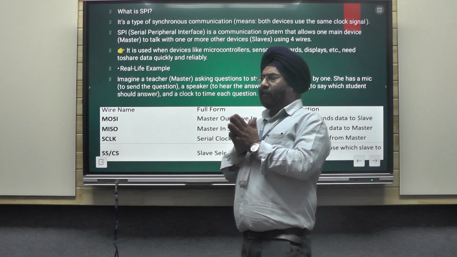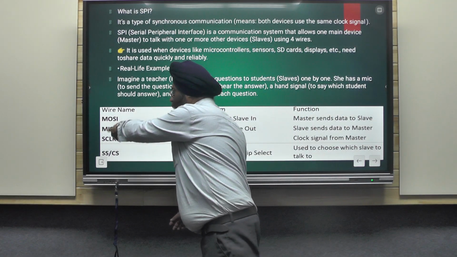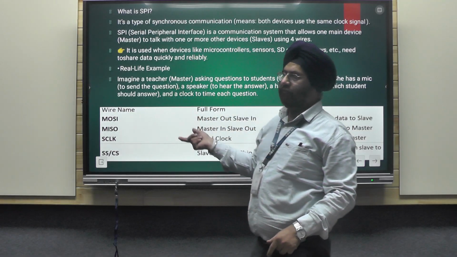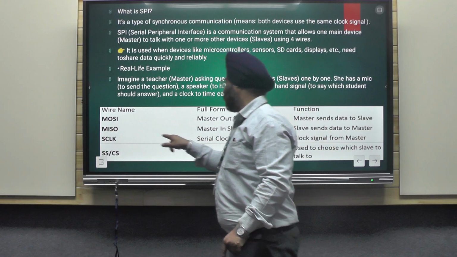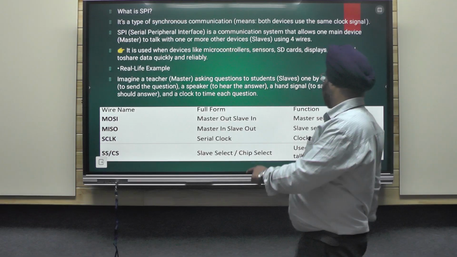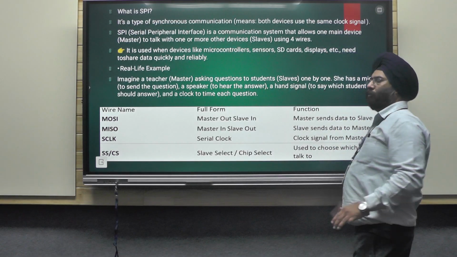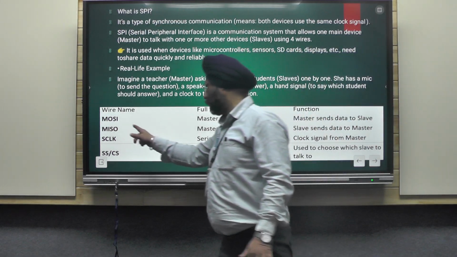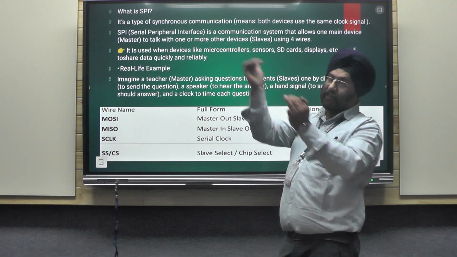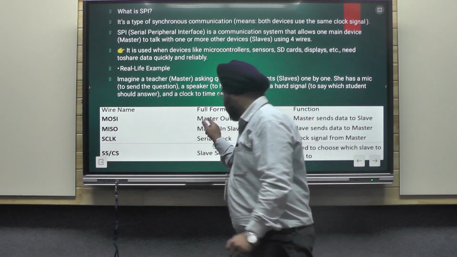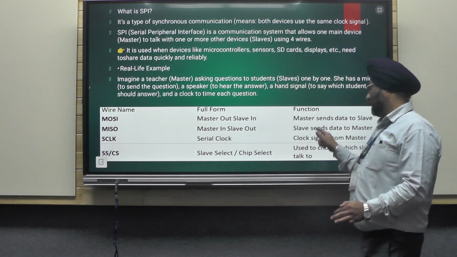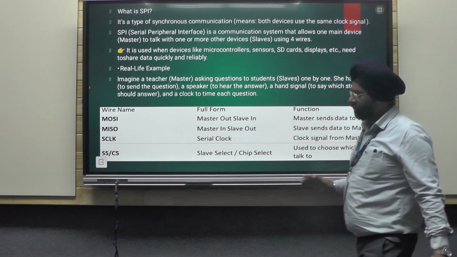When the master is talking to the slave, this is the wire MOSI: Master Out, Slave In. The master sends data to the slave. The second one, MISO, means the slave is sending data back to the master. Master In, Slave Out. The slave sends data to the master.